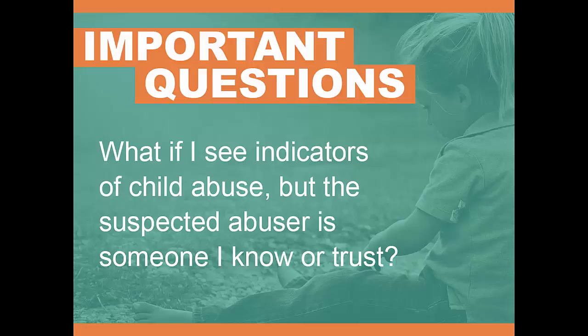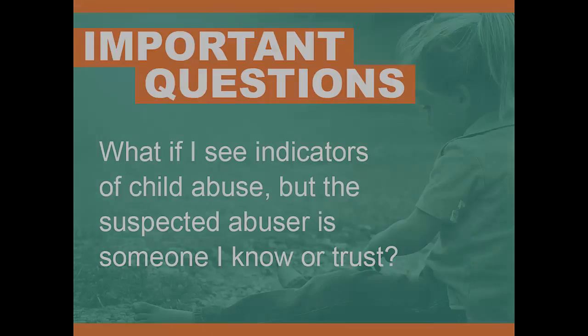This is the challenge before us. We must put the interest of the child first and make the report of suspected abuse, even if it is someone we know and trust. We as adults must intervene on behalf of the child.